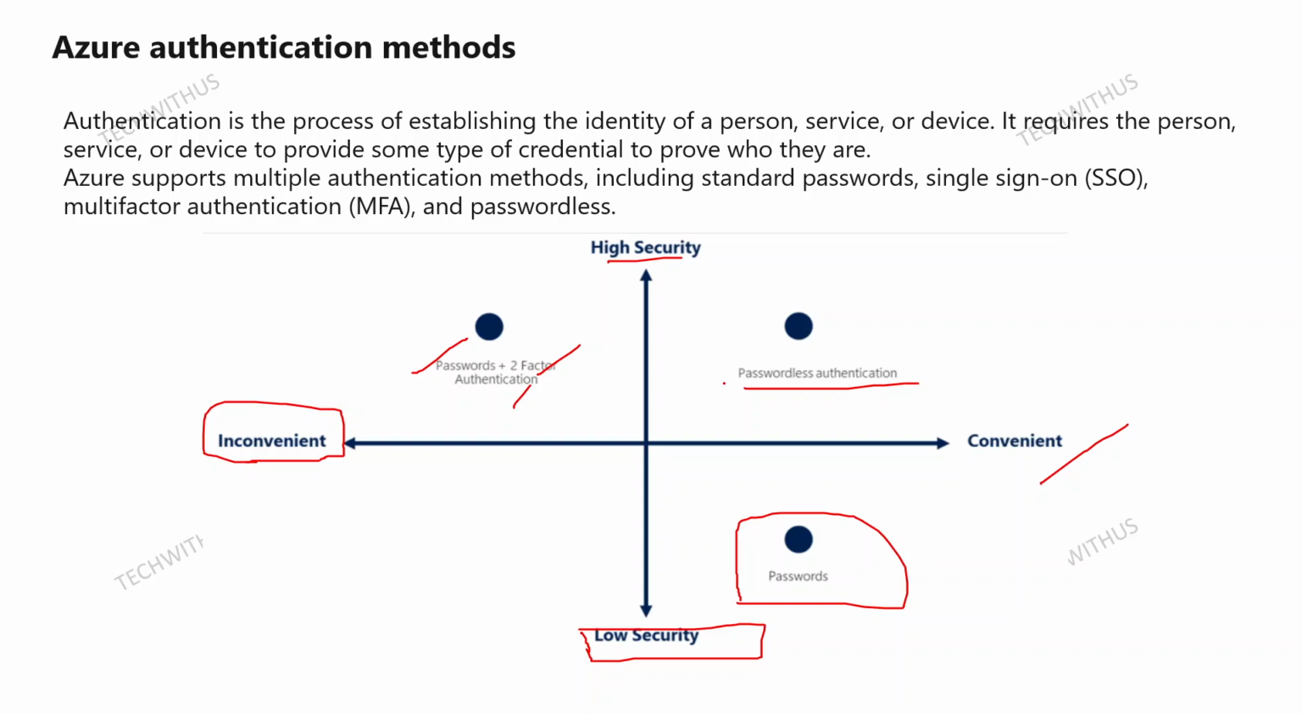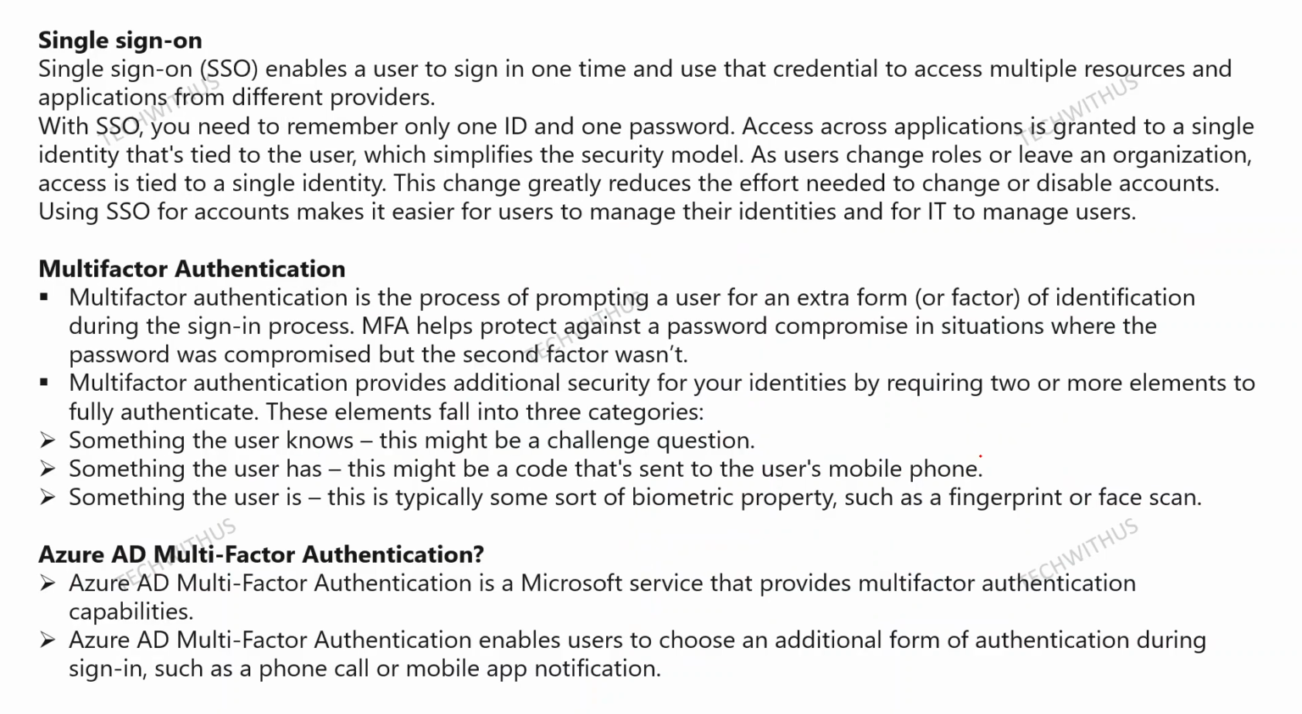Whereas passwordless authentication is when you have a mobile authenticator, the Microsoft Authenticator. In the UI page, when you browse, it will show a number. You need to enter that number in your Microsoft Authenticator app. That's it, you will be logged in. It is highly secure and a convenient way for the users. So this is how they have categorized the authentication methods.